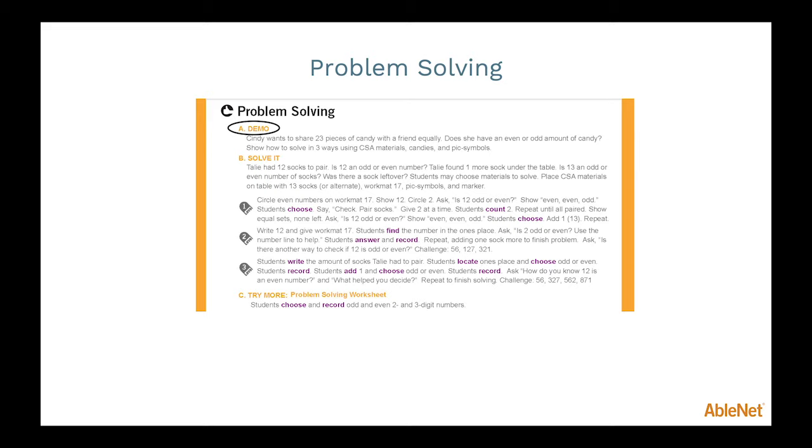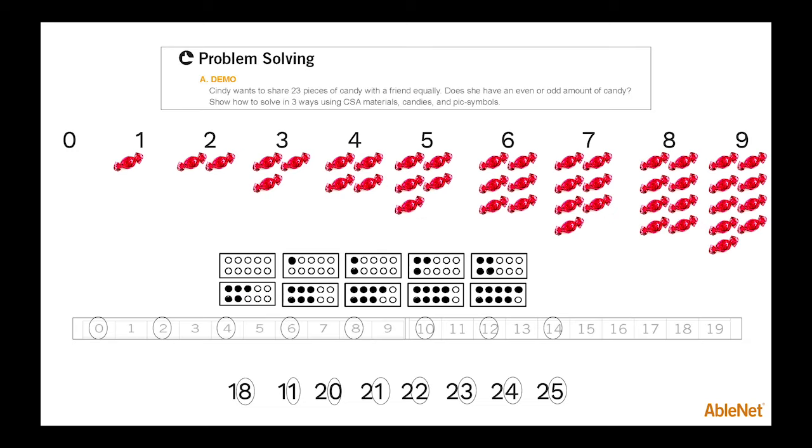During demo, the teacher reads and solves a similar problem using manipulatives used during the CSA activity, as well as other manipulatives and picture symbols to model how an experienced math learner solves a problem related to the objective. Let's look at an example from the lesson. In this example, Cindy wants to know if she has an odd or even amount of candies. The problem states that she has 23 pieces.